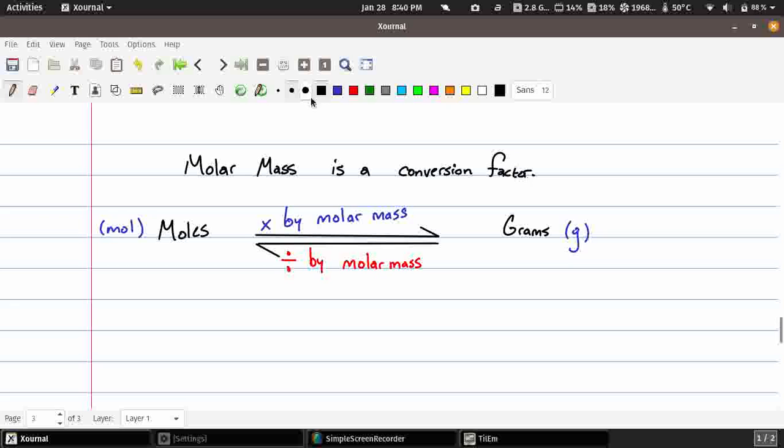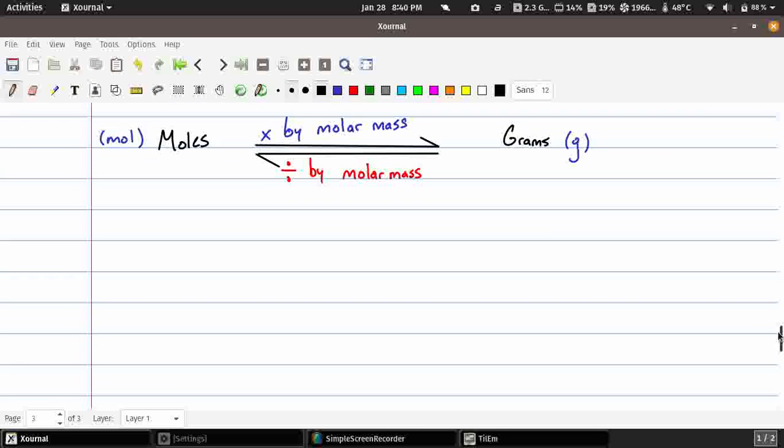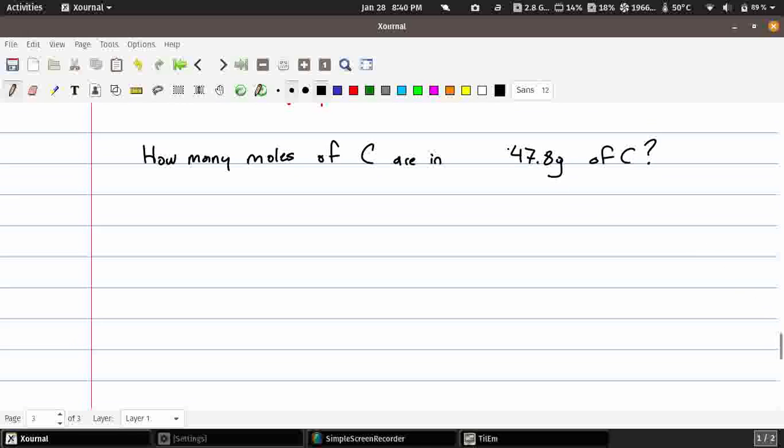So, how does that work? Here's an example. How many moles of carbon are in, I'm going to do a different one. So how many moles of carbon are in 47.8 grams of carbon? So you could literally do this for any number. It's all going to be able to be solved because we have constants like Avogadro's number, molar masses, all this stuff. So remember, 47.8 grams is what we have.